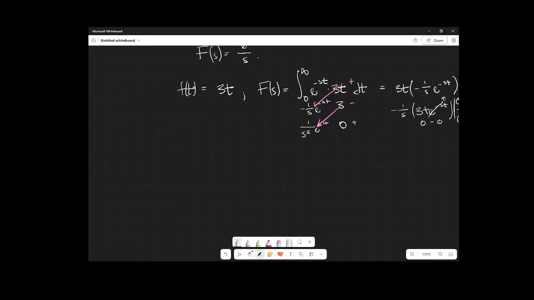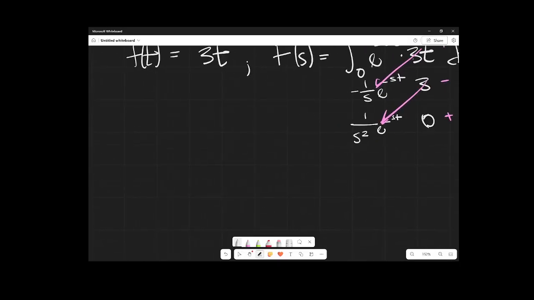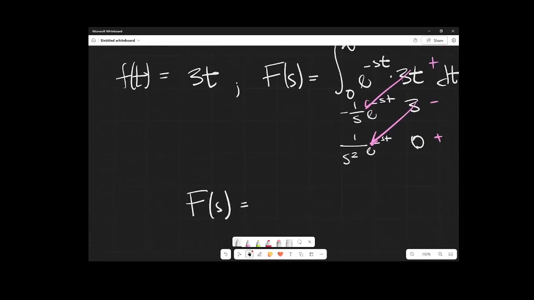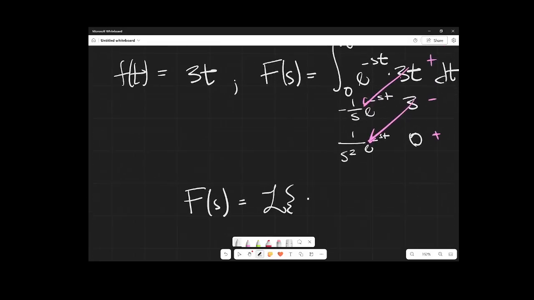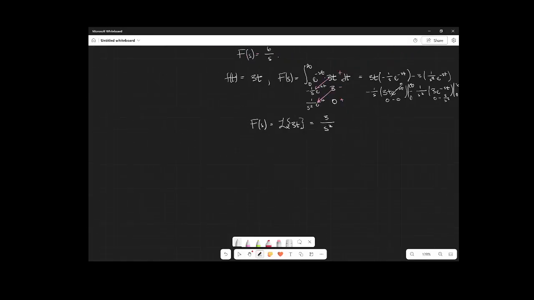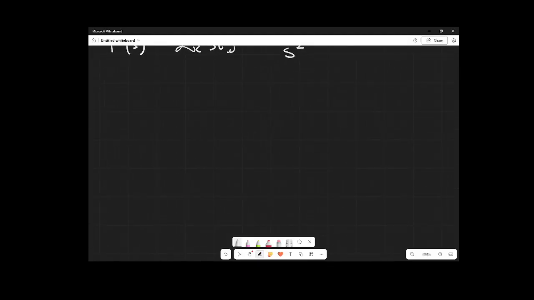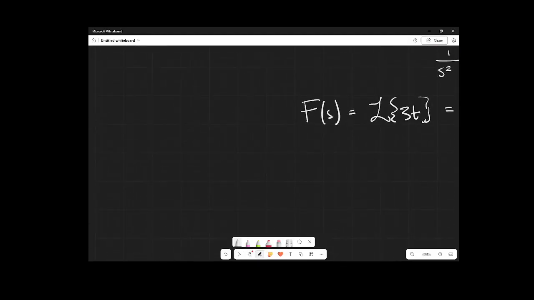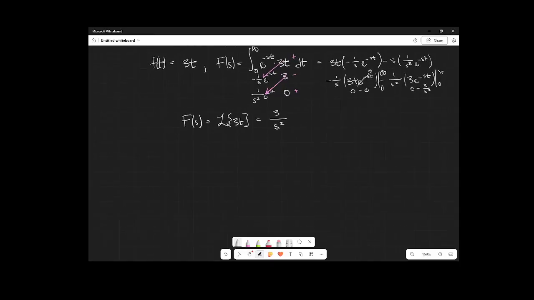And so it looks like the Laplace transform for this function 3t equals 3 over s squared. All right, so let's do it for t to the n. Let's see what happens there.